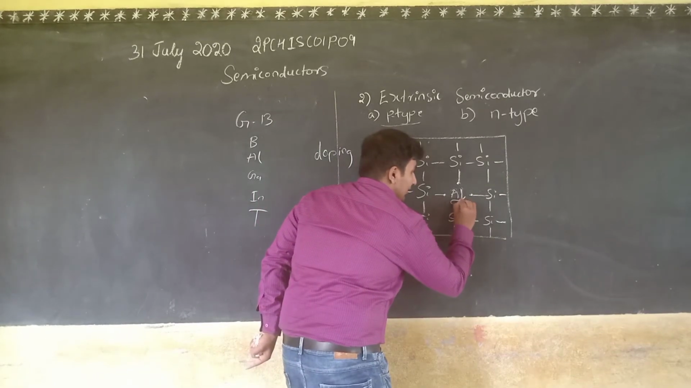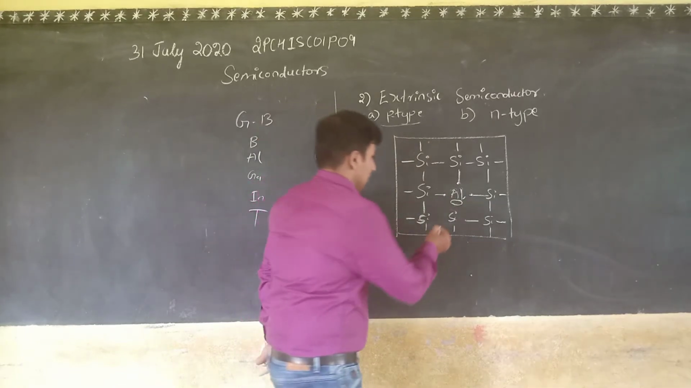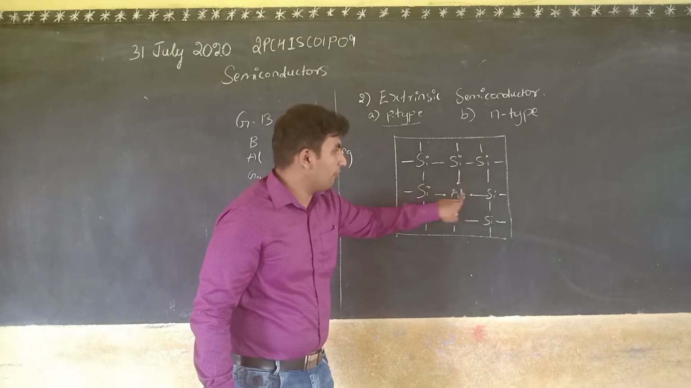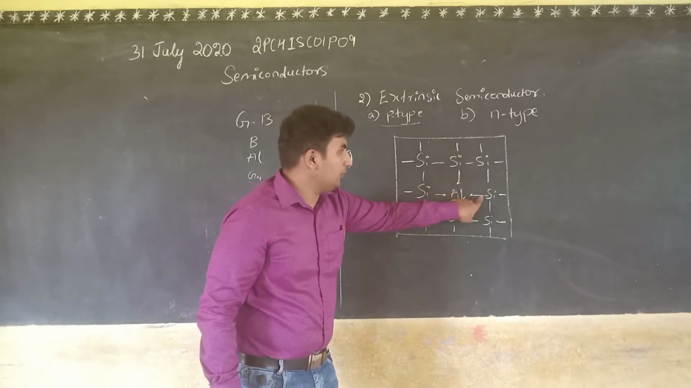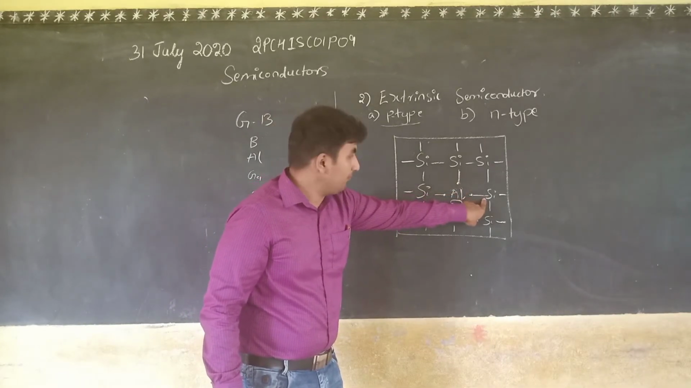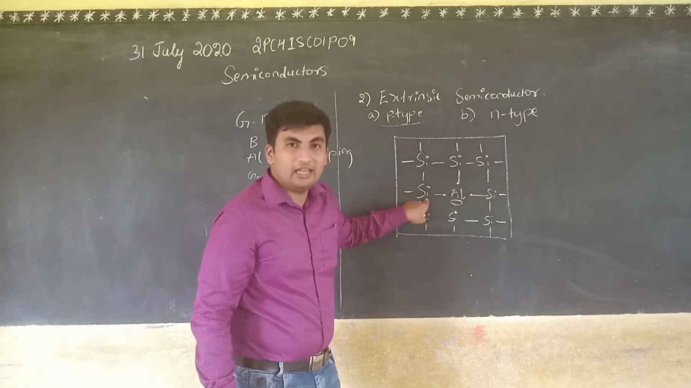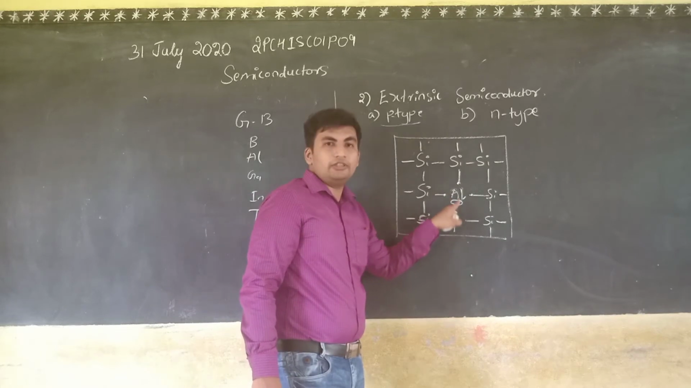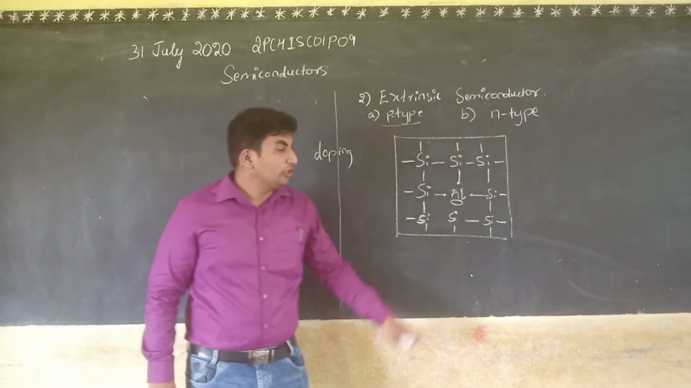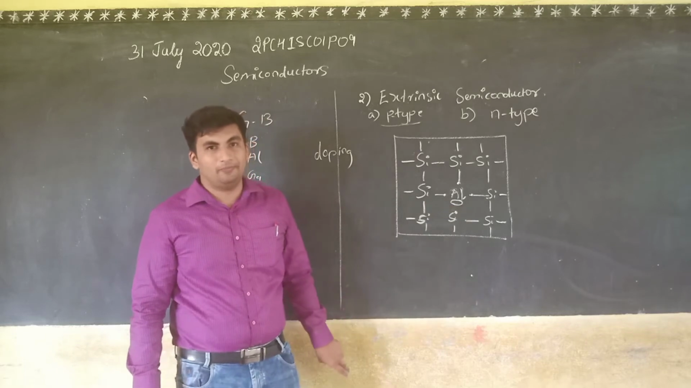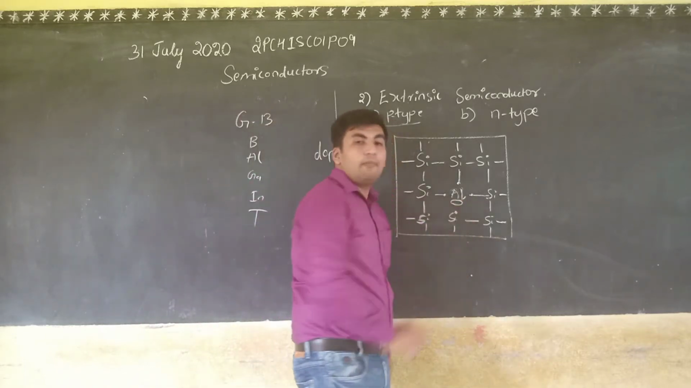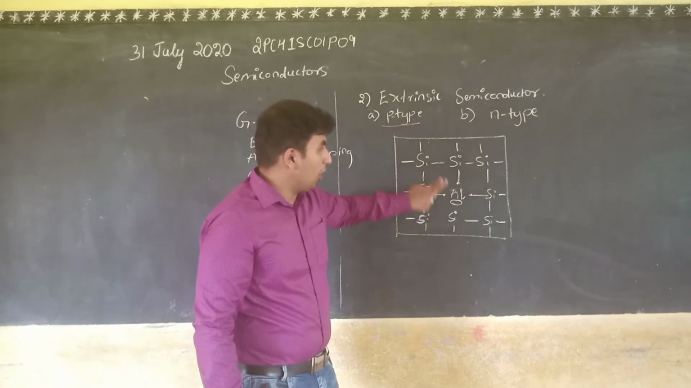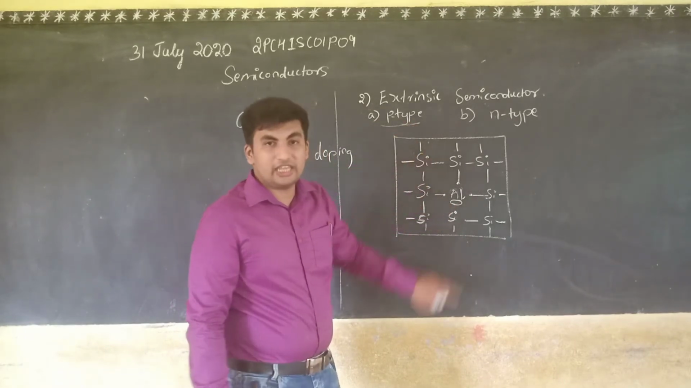So here it creates a hole. The 3 electrons of aluminium combine to form covalent bonds with the neighboring silicon atoms. But to complete the 4th bond, the electron is not there. So here it creates a hole. This contains positive charge. In a P-type semiconductor, holes are the charge carrier.